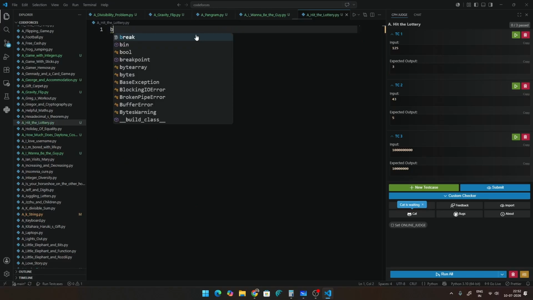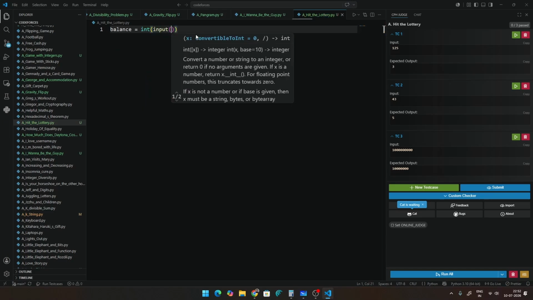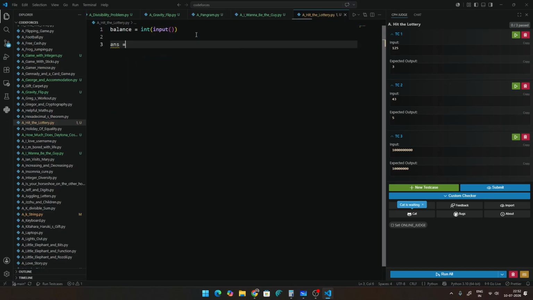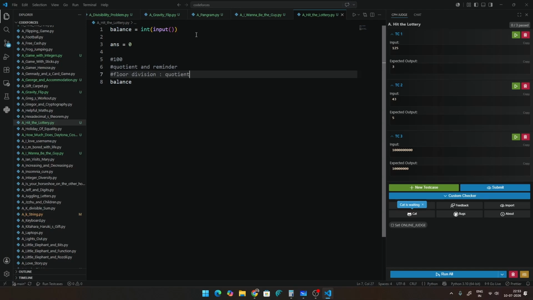So the first thing is going to be our balance. Let's go ahead and input the balance. Okay. What is the next step? Create an integer called answer and then set it to 0. Let's go ahead and divide by 100. Initially, that's what we did, right? So this balance, right? Now we need to find out the quotient and remainder. There is no way to directly do that in code. So what we will do is floor division to find the quotient, and then modulo division gives us the remainder.